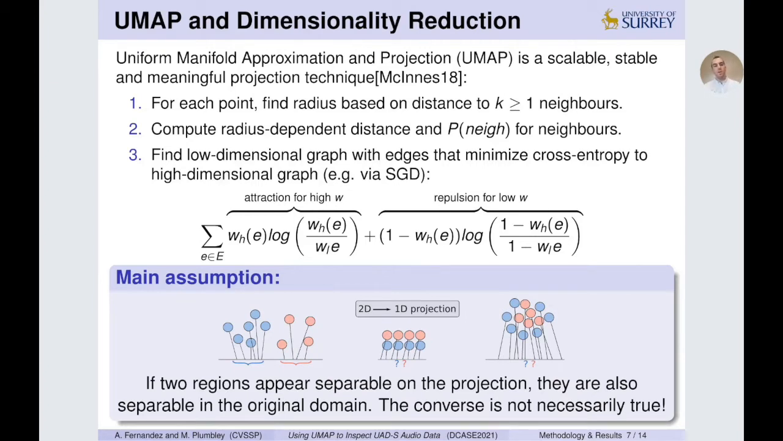For instance, on the left-hand side, we see that the two-dimensional data that is being projected onto one dimension results in two separable regions. So we infer that the original data is also separable. But note that the converse is not necessarily true. For instance, these two projections appear to be mixed, but in fact they have clearly separable boundaries.